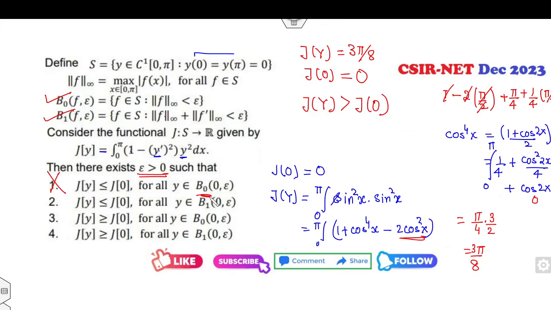This option cancels for B naught because this value of y, the sine x, satisfied both the cases. So it can never be less than. So is B0 satisfied? D option cancels, satisfied. C and D are my right answers.